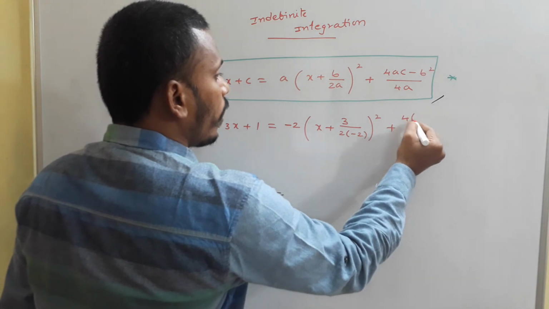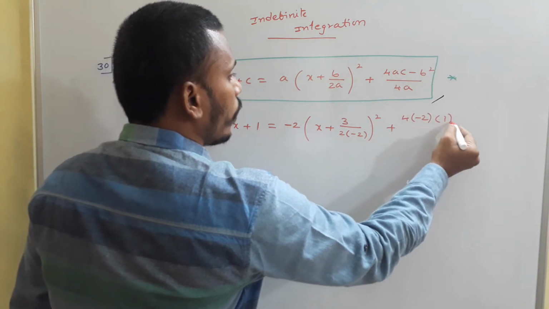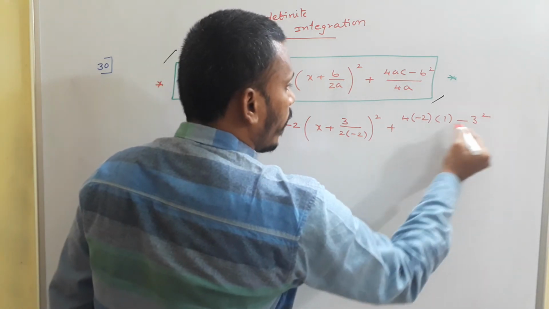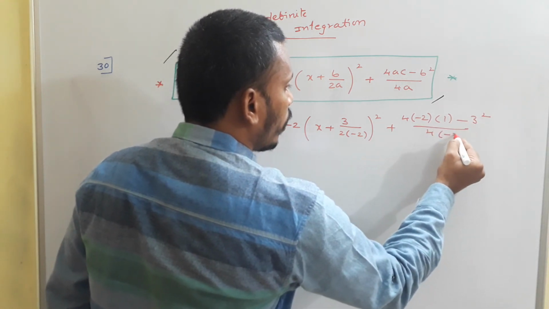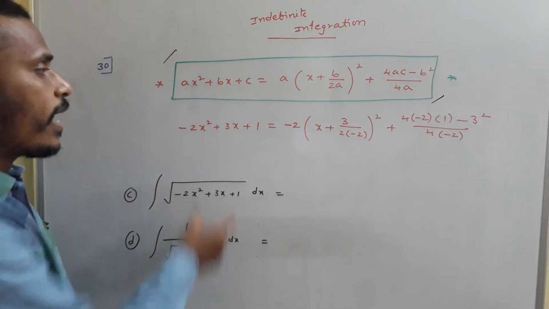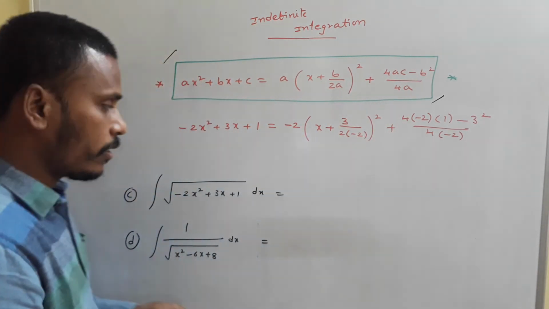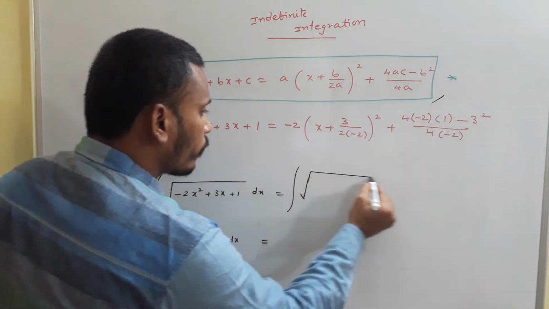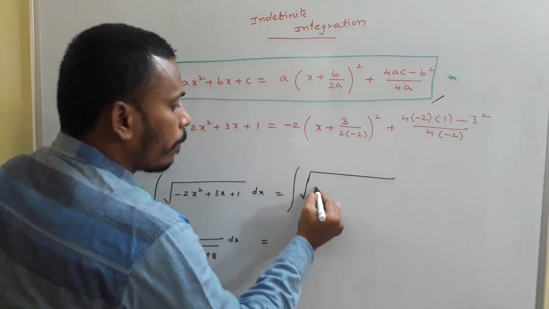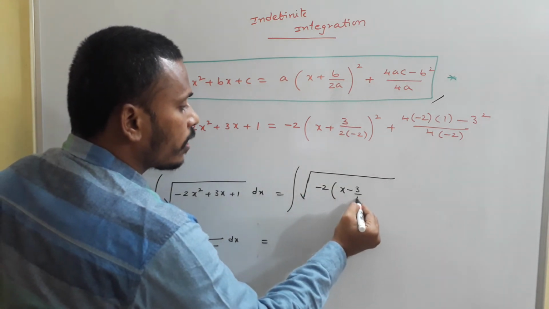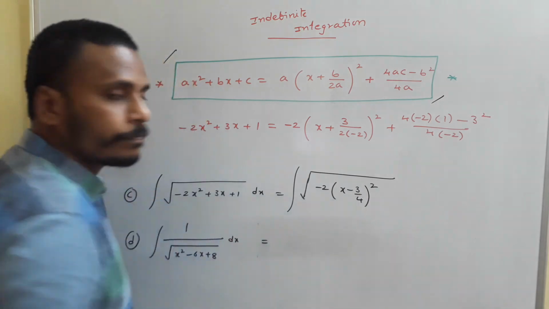So 4 into a is minus 2, c is 1 minus b, b is 3. So b square is 3 square divided by 4 into minus 2. So expressing a quadratic as a perfect square plus some constant. And now the problem is equal to integral root of, this is what? Minus 2 into x, 3 by minus 4, that means minus 3 by 4 whole square.